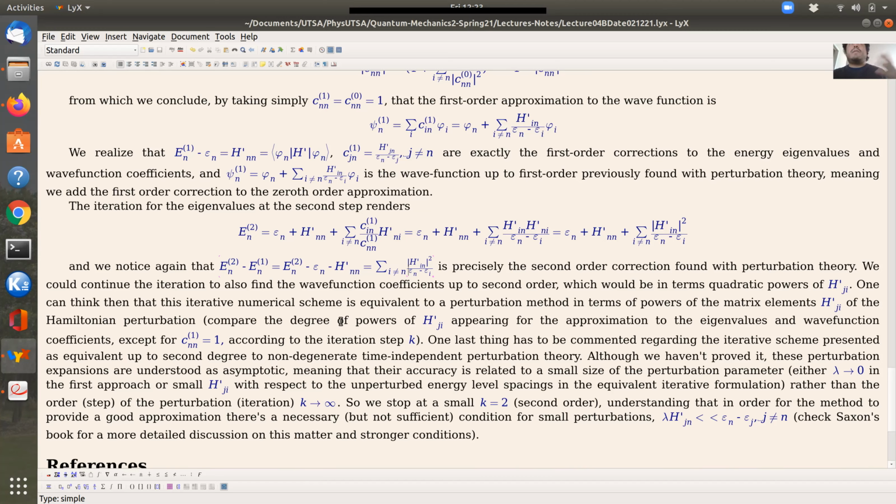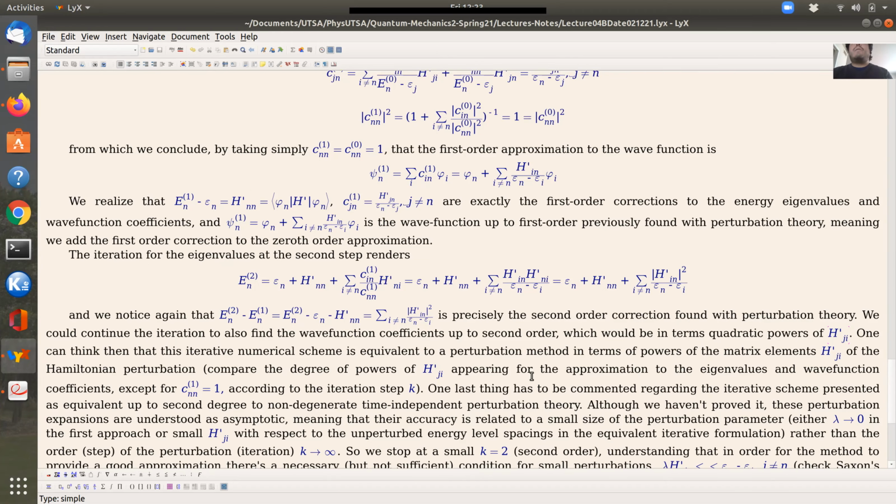Of course, in principle, because it's an iterative scheme, we could go on and on with higher values of k, etc. But if we were to do it, let's say for the wave function, which is usually not done, this would be quadratic in terms of powers of h prime ji. So up to the orders that we explored in the previous lectures for the non-degenerate case, we have shown that our iterative scheme is completely equivalent to first order corrections to the wave function and first and second order corrections to the energy eigenvalues.